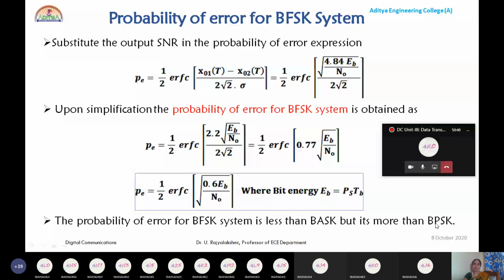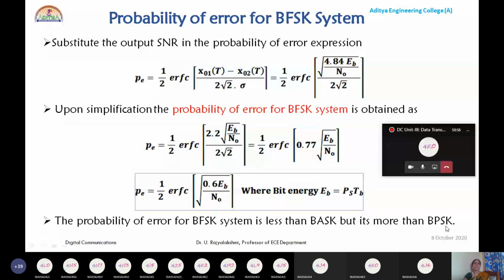Now you can say what is the output SNR. What is the output SNR for BPSK? Root 8 EB by N naught. What is the probability of error? Half ERFC of root EB by N naught. What is the bandwidth? 2 FP. What is the Euclidean distance?